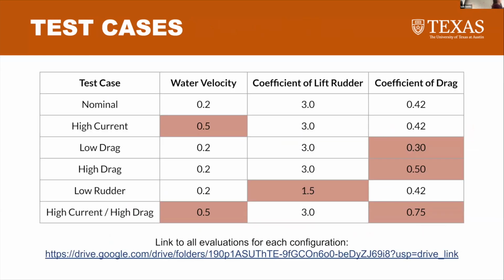So we did some pretty extensive evaluations still in all of these different configurations. So each of the different configurations, we ran a nominal, a high water current, low drag and high drag on the vehicle drag, and then low rudder coefficient, and then both high current and high drag at the same time. And then some of the results.